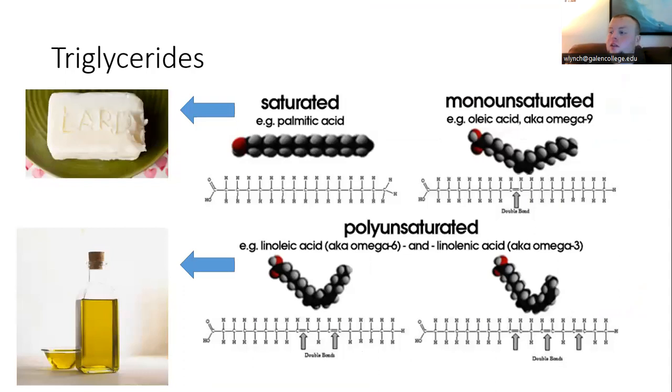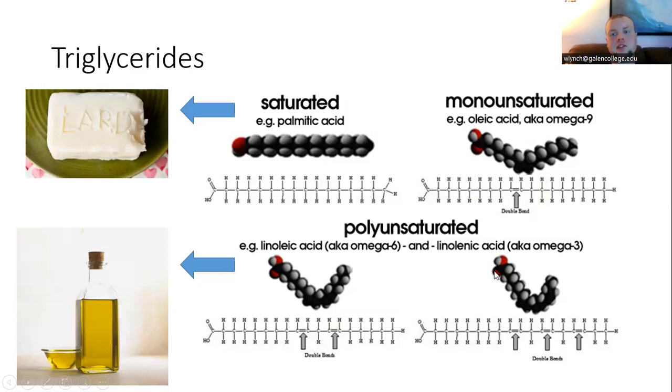Now, triglycerides are going to be saturated or unsaturated. Saturated fat is going to be one that has all single bonds. So we have a carbon chain here with all single bonds. If we have an unsaturated fat, it's going to have a double bonded structure. A double bonded structure is going to have two carbons that are linked by a double bond in the chain. Unsaturated fats are going to be named by how many double bonds they have. A monounsaturated fat has one double bond. A polyunsaturated fat has multiple.